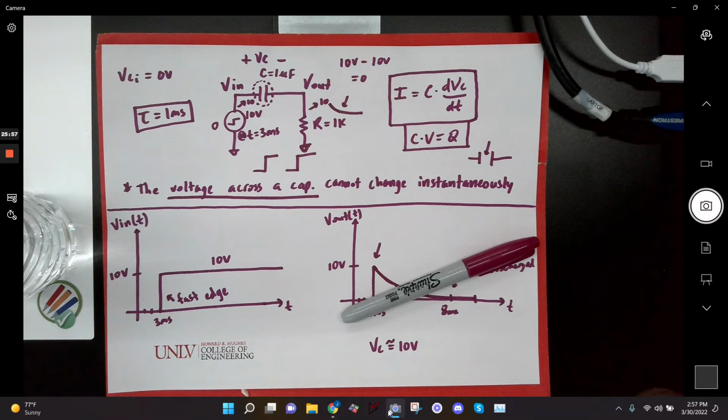Inductors and capacitors are almost like inverse components of one another, because this is how an inductor works for current, and this is how a capacitor works for voltage. So we're going to get into inductors, obviously, probably next week.